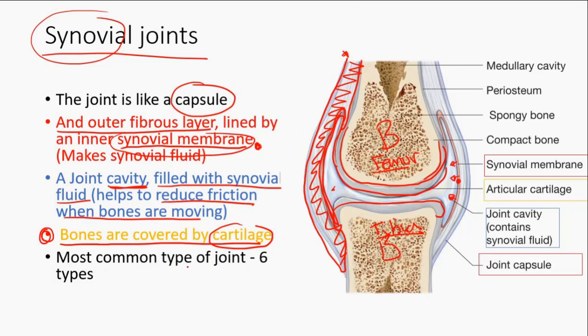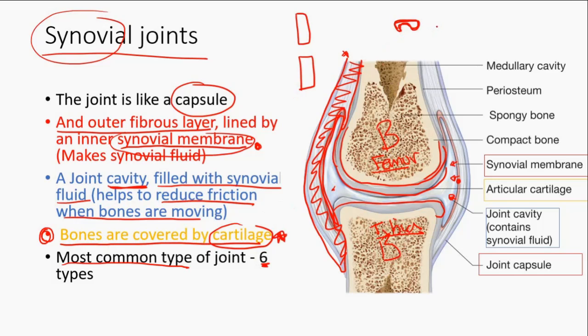So basically, these are the three most important parts of your synovial joint, and it is the most common type of joint in the body, and there's 6 types. We'll go over that later. So just as a recap, here you have one bone and here you have a second bone. If you want to build a synovial joint, what are the 3 things that you need? The first thing you need, of course, is a helmet for the bone. That's the cartilage that's covering it.